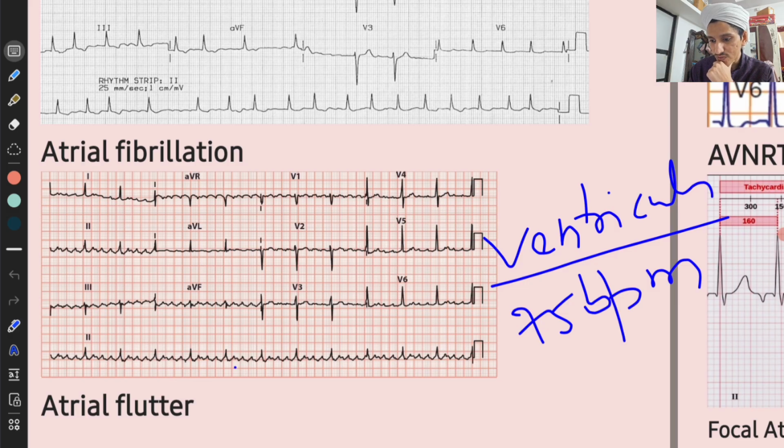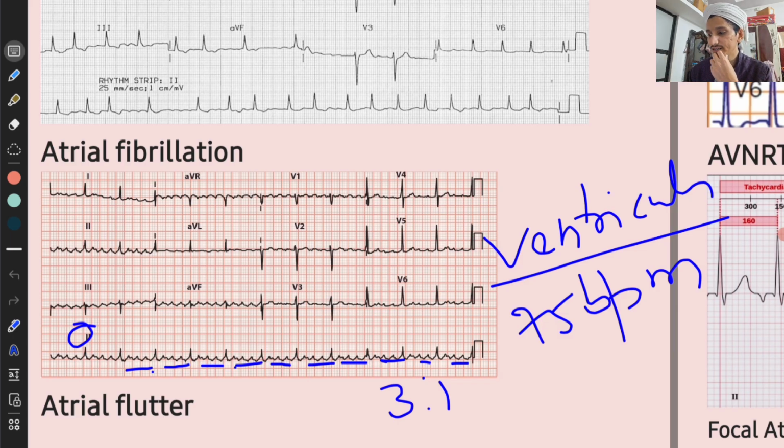See this rhythm strip: sawtooth appearance of the P wave. And not every P wave is followed by a QRS complex. There is 3:1 conduction, meaning after 3 P waves, 1 QRS complex is conducted.